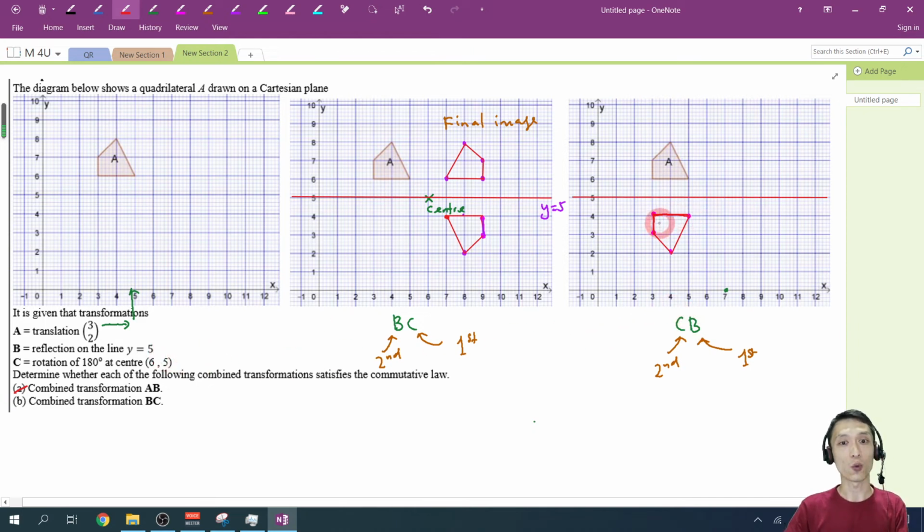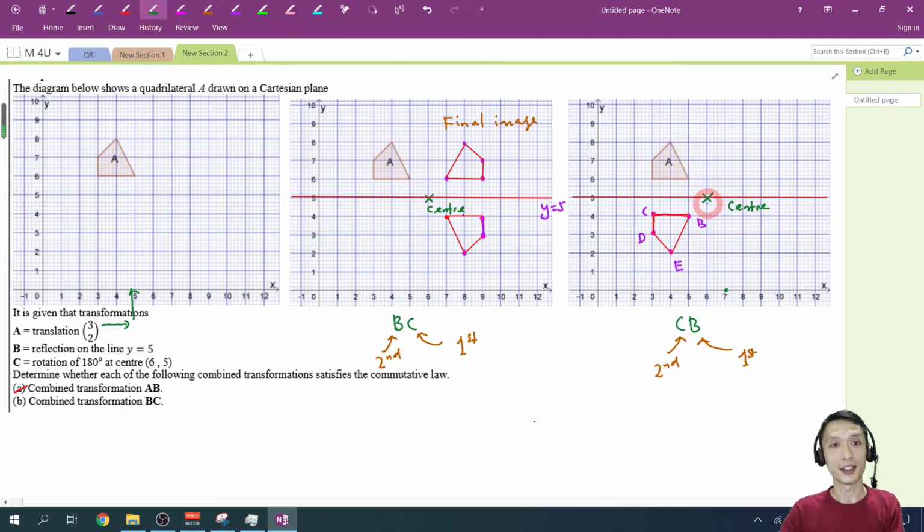Now I'm going to rotate it 180 degrees at the center 6, 5. Same thing, I need to draw the center first. Just now I told you that if you want to label the vertices, you can go ahead. For example, if you worry that you will get confused, you can label the vertices B, C, D, E. It's totally up to you. If you don't want to label it, it's okay, as long as you can get the final image correctly.